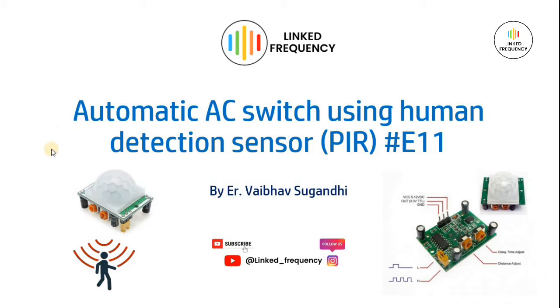In this tutorial, we are going to learn how to create an automatic AC switch circuit using a human detection sensor, which is a passive infrared sensor that is used most of the time in the DIY segment.